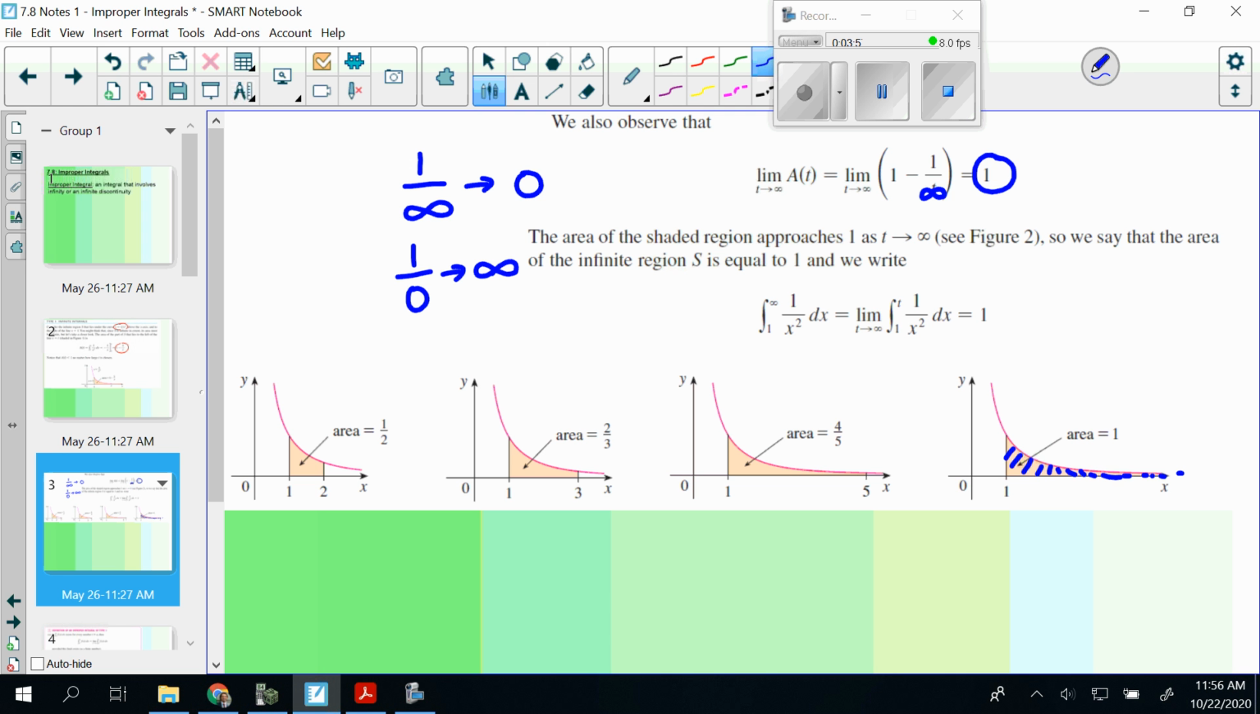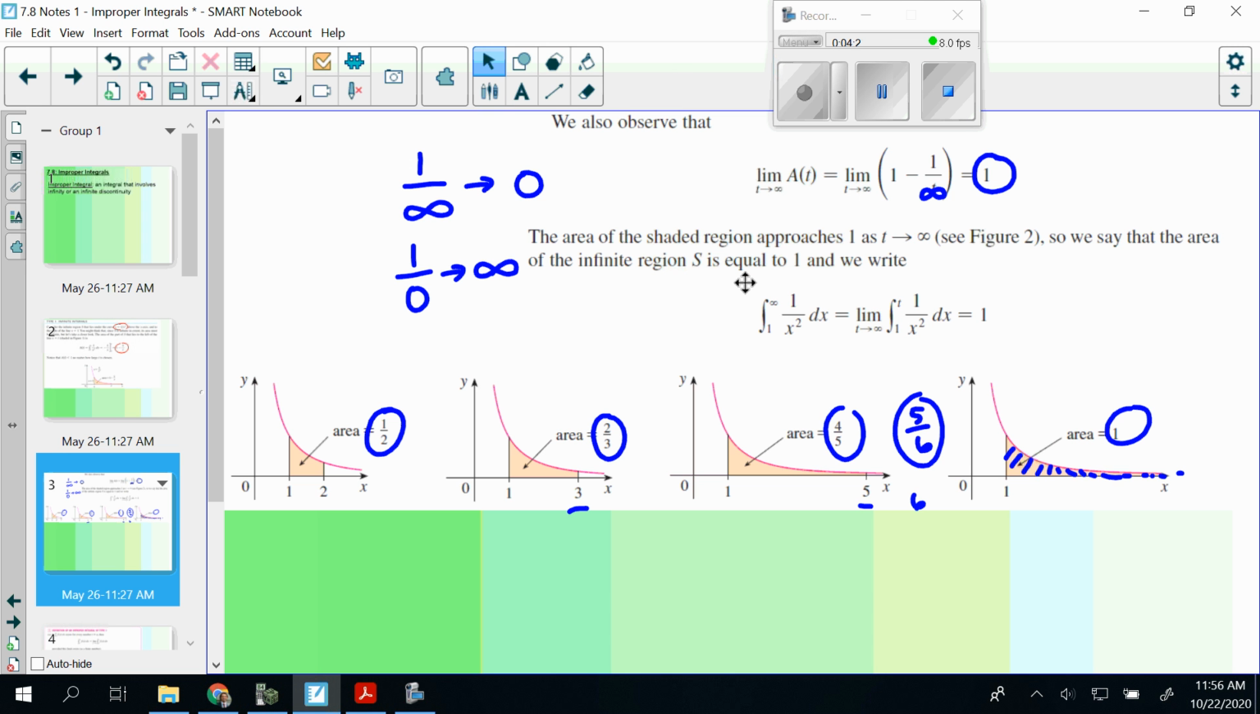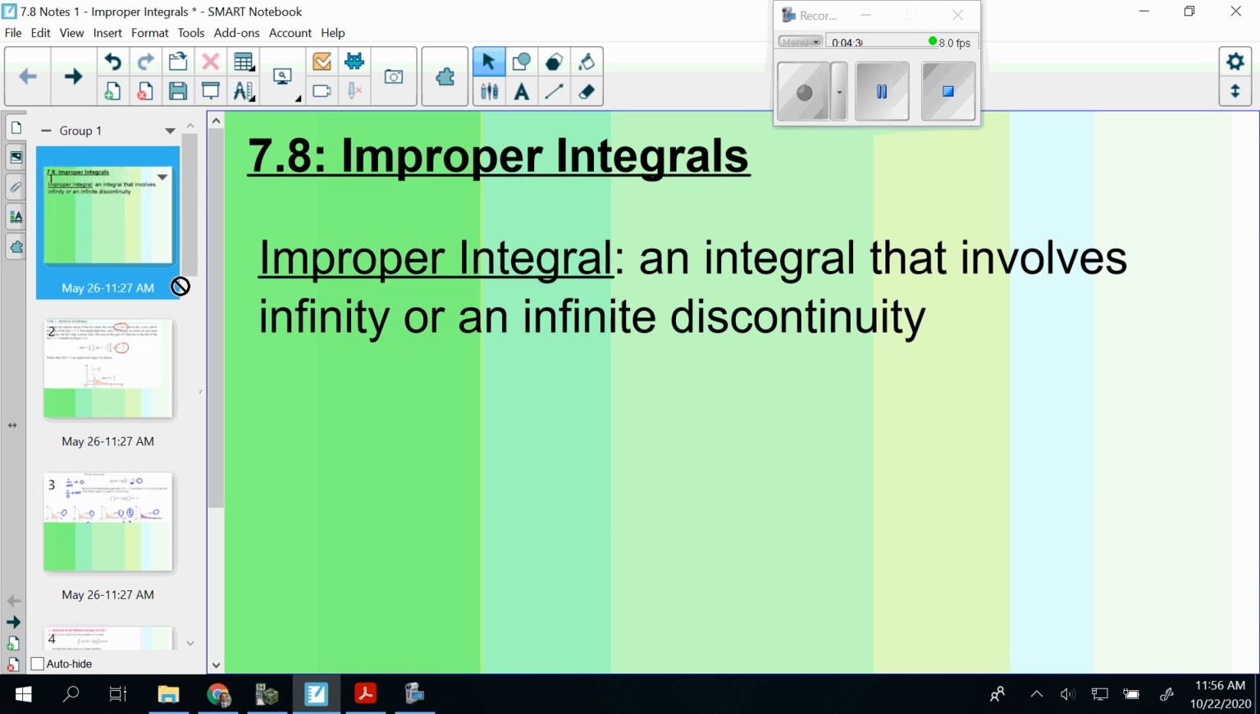And you can see those numbers do get closer here. If t is 2, you get 1/2. If you go out to 3, the area becomes 2/3. If you go out to 5, 4/5. We saw what you get when you put 6 in there, we got 5/6. You can see all these areas are getting closer and closer to 1. So sometimes you can integrate and find the exact area, even if you go out to an infinite value, and that's improper integrals, what we're going to be looking at.